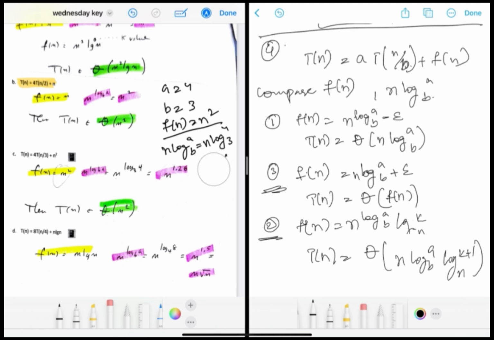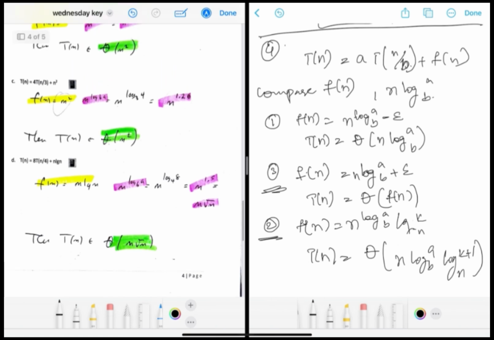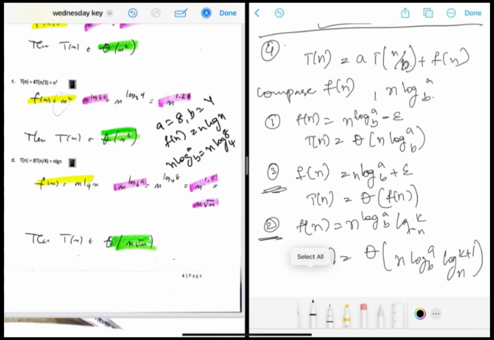So let's go to the next question, and that is D. The question is T of n is equal to 8T of n by 4 plus n log n. Here let's write a, b, f of n, and n^(log a to the base b). So a is 8, b is 4, f of n is n log n, and n^(log a to the base b) is n^(log 8 to the base 4).